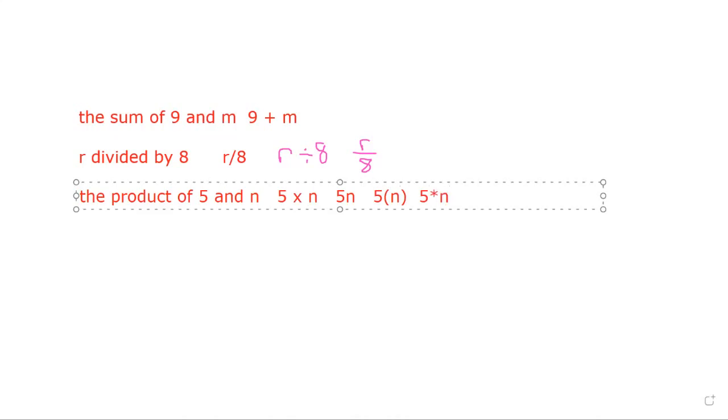It's 5 times n. And yes, I am aware that this could be confusing early on, as these look like different problems. They look that way, but they're all asking you to do the same thing, to find the product of 5 and n.